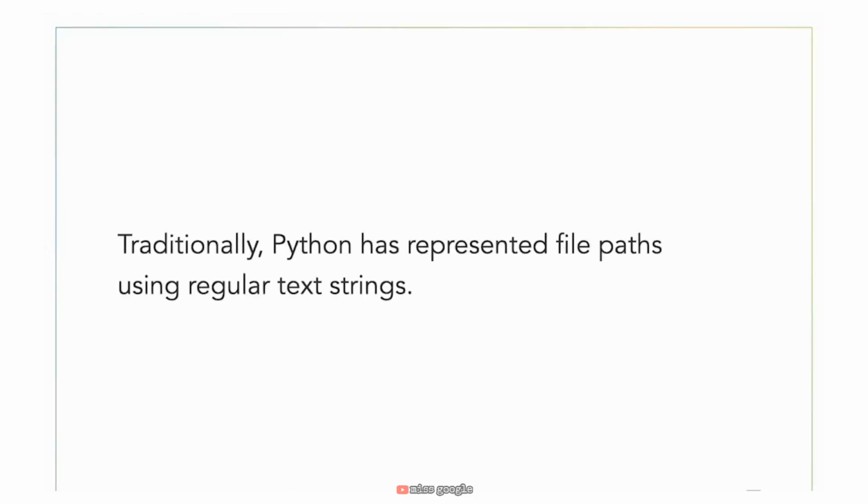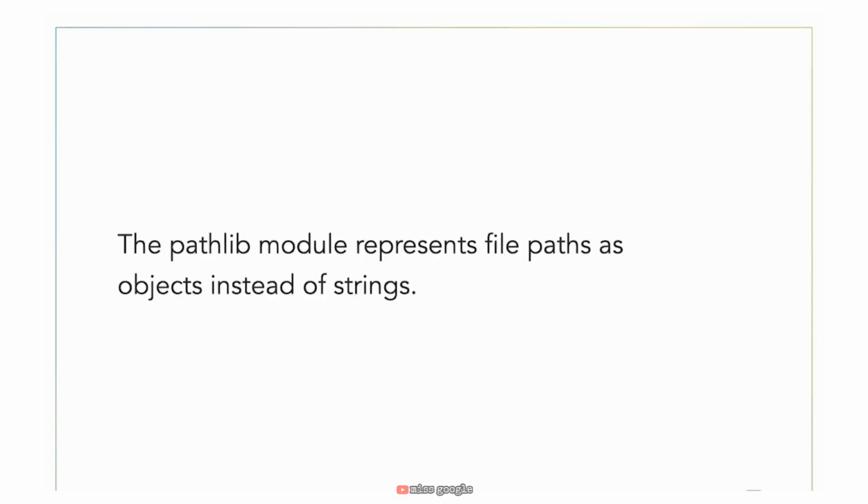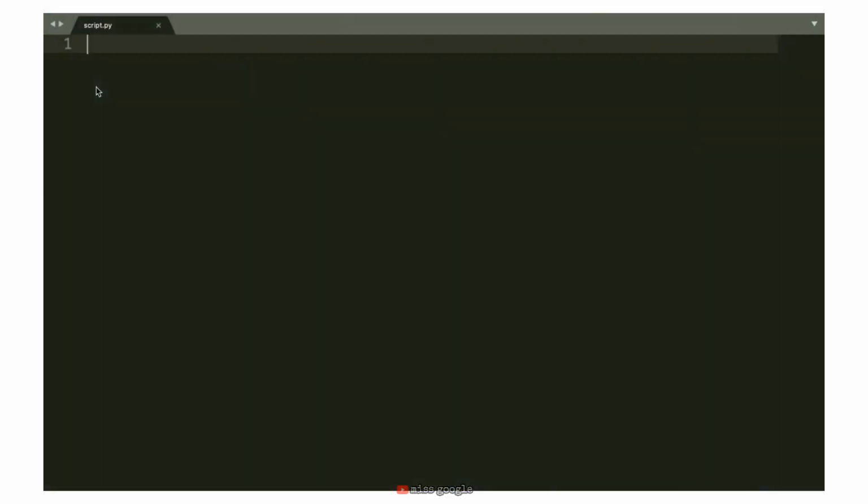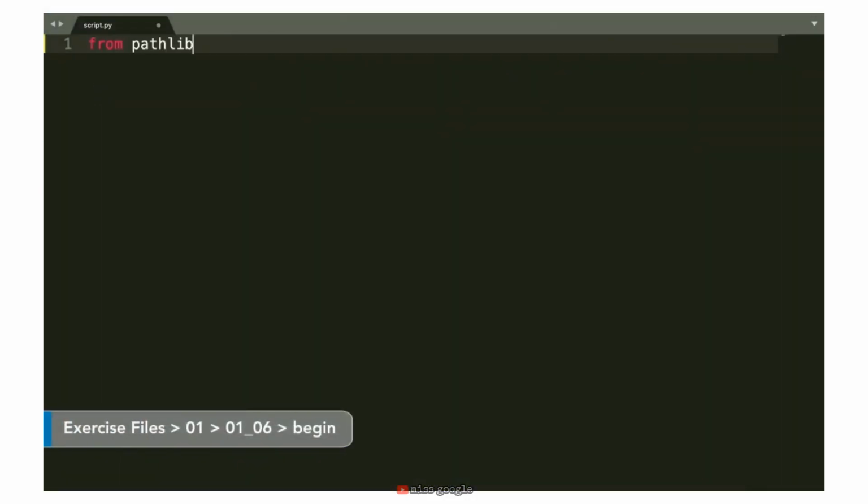Traditionally, Python has represented file paths using regular text strings. Paths have lots of information, and in order to retrieve that information, important functionality is spread all around the standard library, including in the os, glob, and shutil modules. The pathlib module was introduced in Python 3.4, and it presents an alternative way of representing directory and file paths. It represents them as objects instead of strings. To use it, we can import Path from the pathlib module.